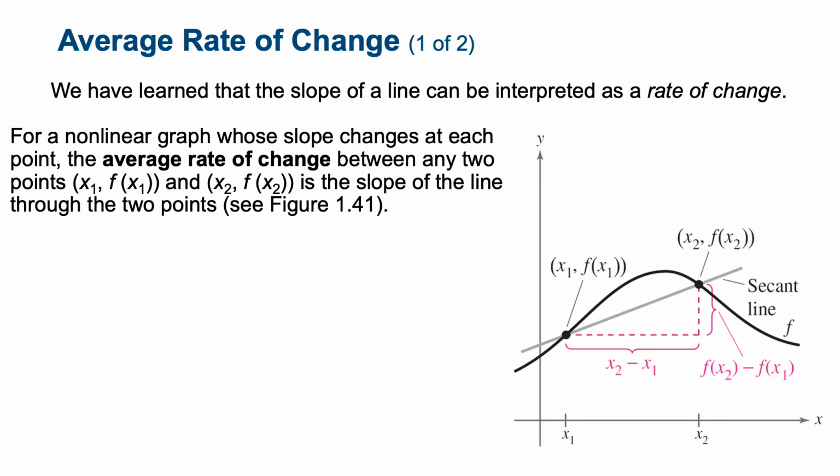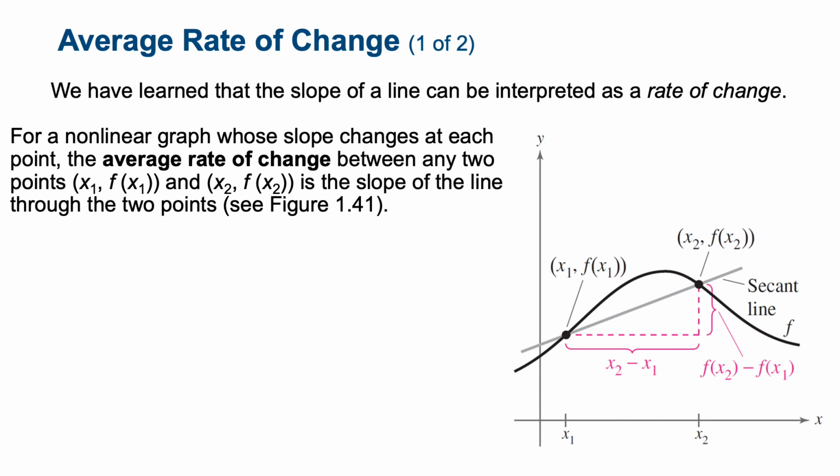Okay, next, let's talk about what the average rate of change is. We know that the slope of a line can be interpreted as a rate of change. So for a nonlinear graph whose slope changes at every point, the average rate of change between 2 points, let's say this is x1, f of x1, and this is x2, f of x2, is the slope of the line through those 2 points, right?